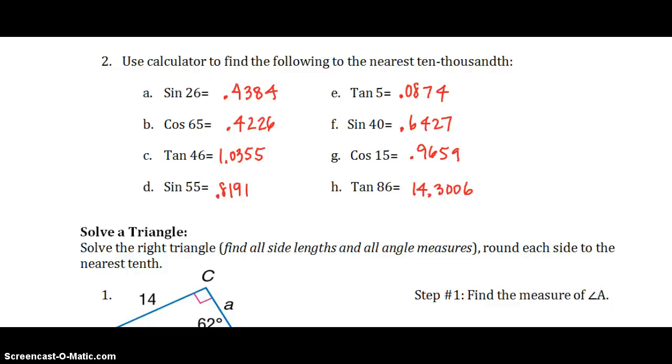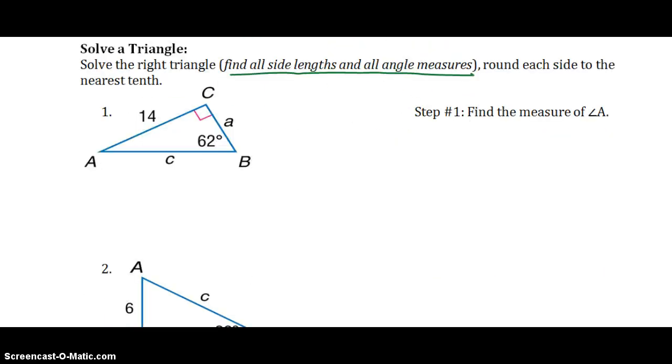And after you've paused and checked, we're moving on. Alright, it wants us to solve the right triangle and find all side lengths and all angle measures, and we're going to round each side to the nearest tenth. So I can't use the Pythagorean theorem because I have 2 missing sides. This is my hypotenuse, I don't know what it is, and I also do not know the leg A. But I have the 62 degrees and the 90 degrees, so 180 total degrees means that this angle must be 28 degrees, because 28 and 62 make 90, and 90 and 90 would make 180.